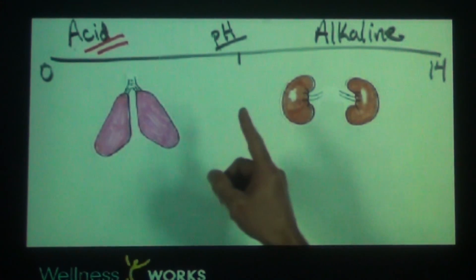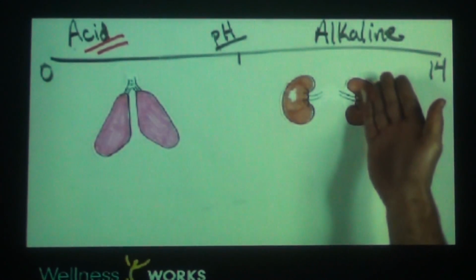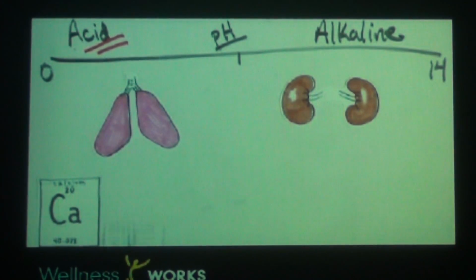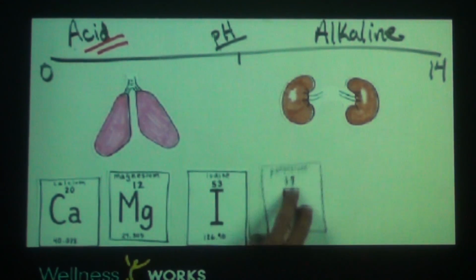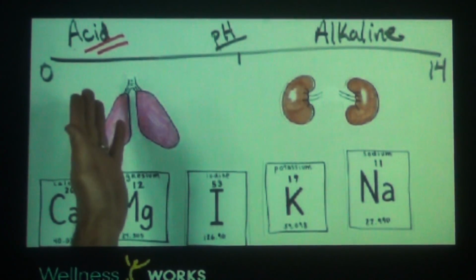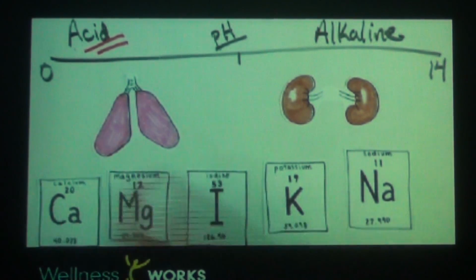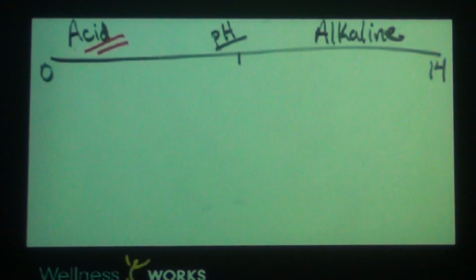Here's the kicker. To compensate for an acid-forming diet and high levels of stress, the body uses alkaline-forming minerals such as calcium, magnesium, iodine, potassium, and sodium. Well, that's good, right? What's the problem? The problem is that by eating diets rich in acidic foods, Americans are forcing their bodies to use these precious minerals to achieve balance.